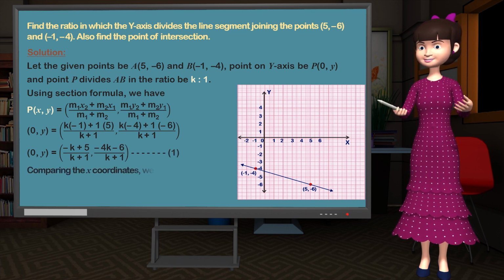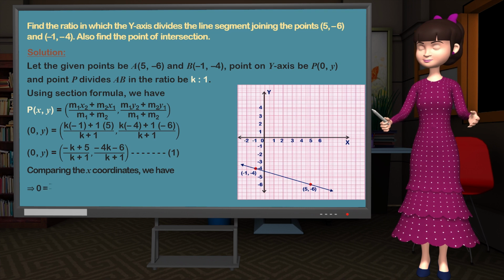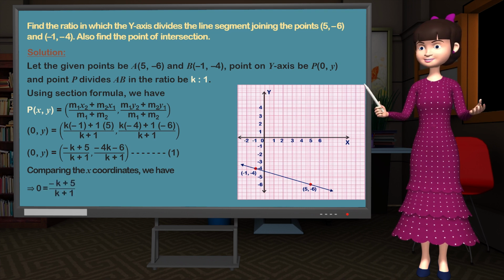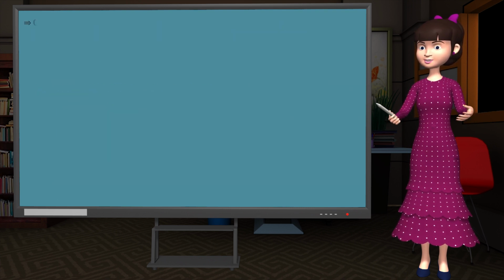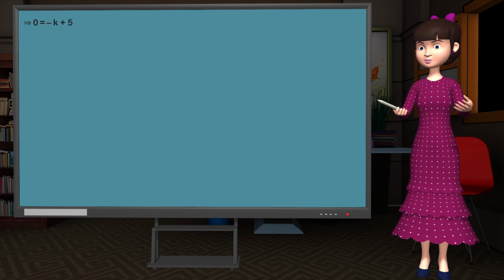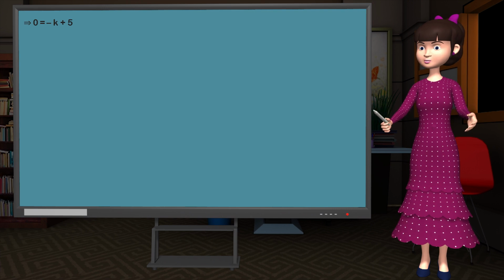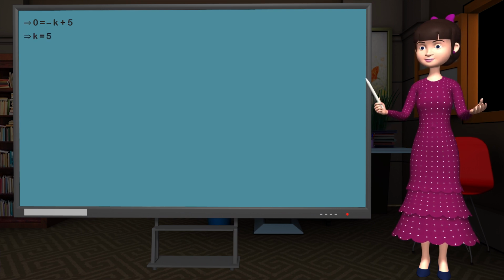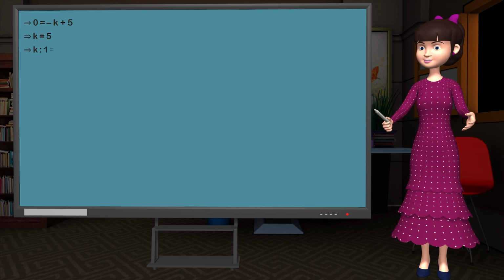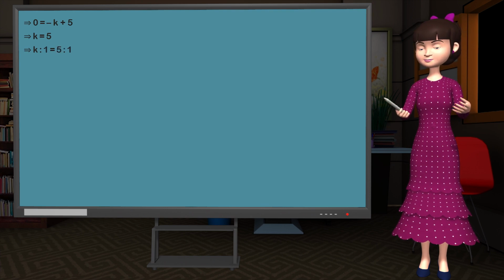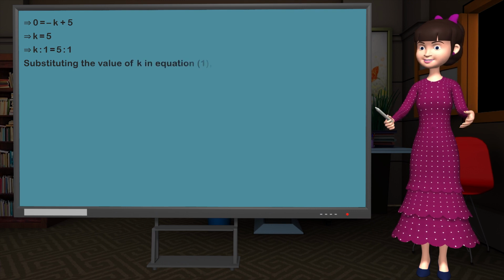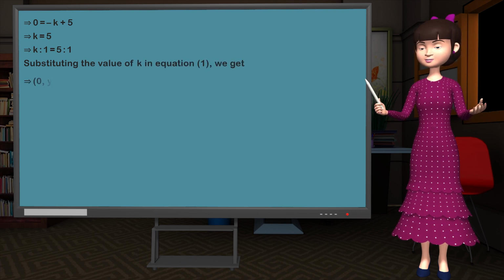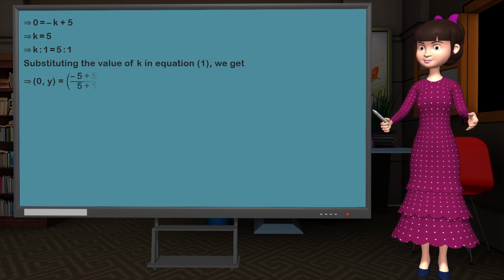Comparing the x coordinate, we have 0 is equal to (-k + 5)/(k + 1), which implies 0 is equal to -k + 5. Rearranging the terms, we get k is equal to 5, which implies k is to 1 is equal to 5 is to 1.